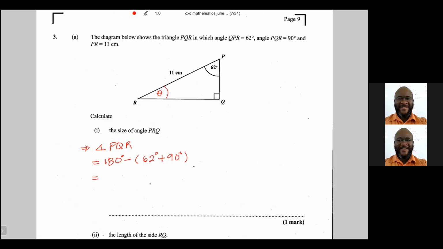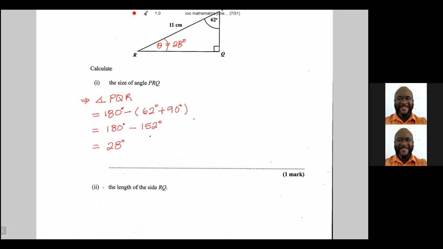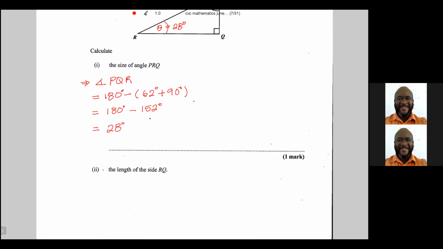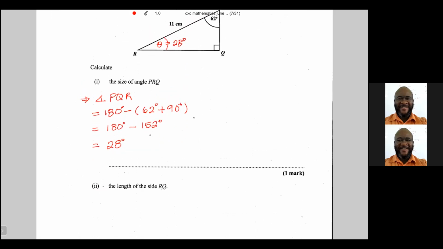If you know 2 to find the other one, simply add up the 2 you know and take it away from 180 to get the third one. So this is 180 degrees minus 152 degrees. So this angle here is equal to 28 degrees. We didn't have to do anything special to find it. Then we're asked to find the length of the side RQ.